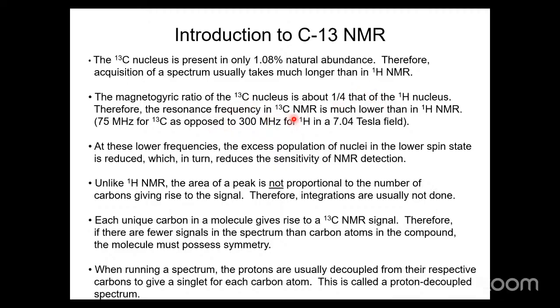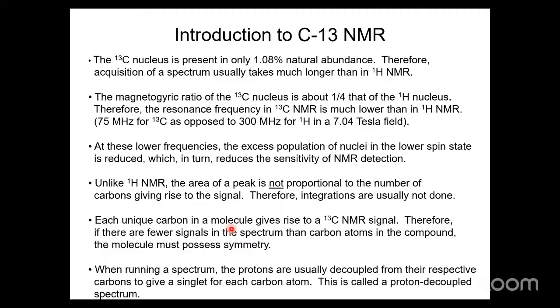Therefore, the resonating frequency is also 1/4 compared to H1. At this lower frequency, the excess population of nuclei in the lower spin state is reduced, which in turn reduces the sensitivity of NMR detection. Unlike H1 NMR, the area of the peak is not proportional to the number of carbons giving rise to that signal. Therefore, we do not use integration in C13 NMR.